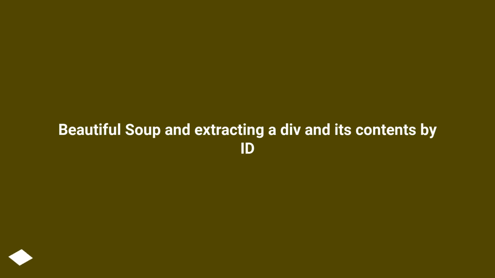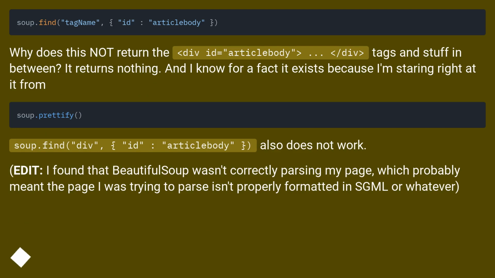Beautiful Soup and extracting a div and its contents by ID. Why does this not return the div id equals article body, /div tags and stuff in between? It returns nothing. And I know for a fact it exists because I'm staring right at it. soup.find div id=article body also does not work.